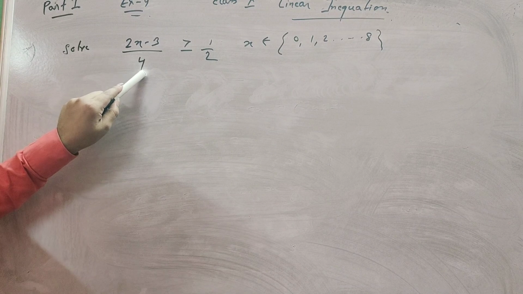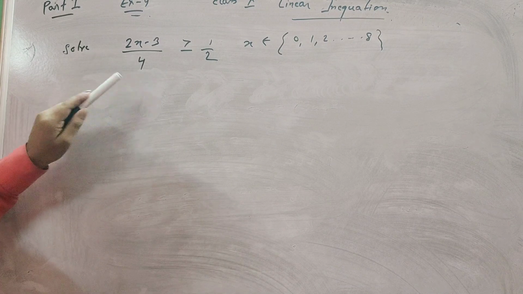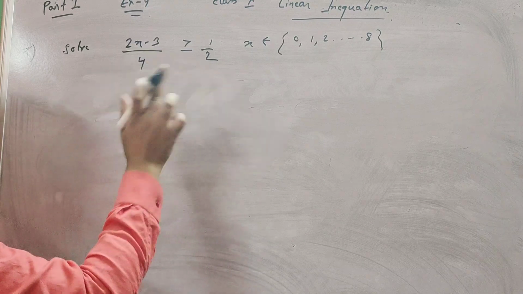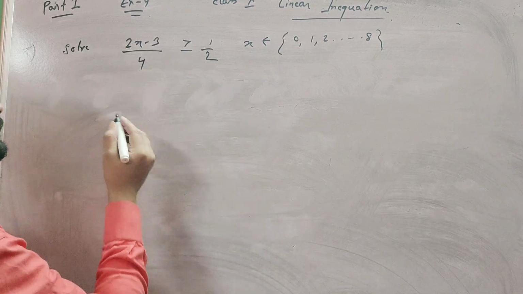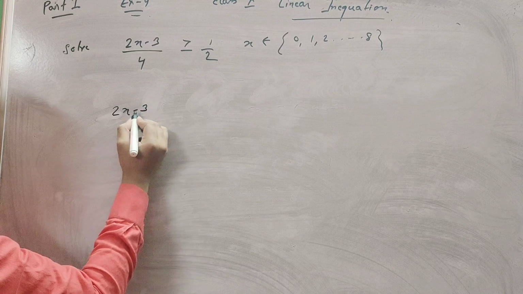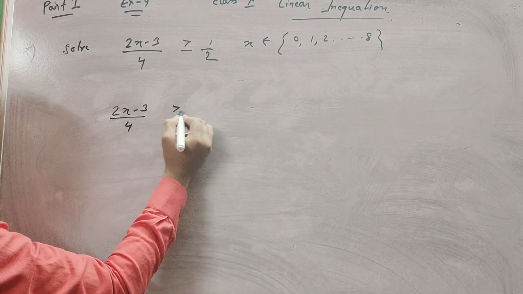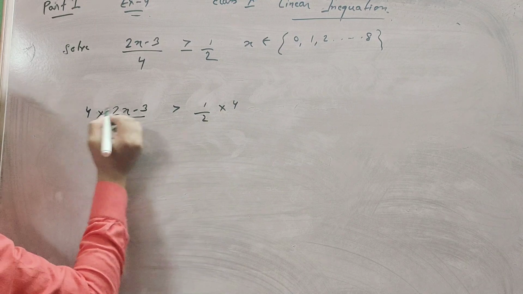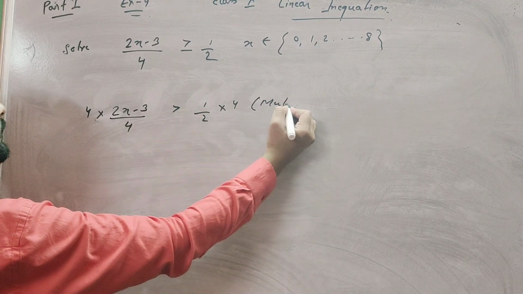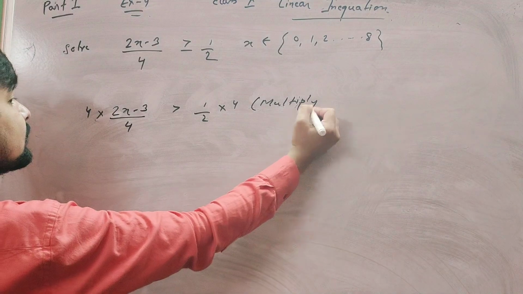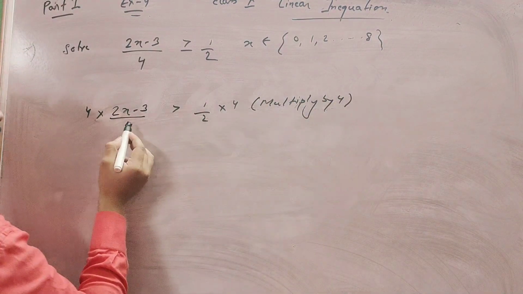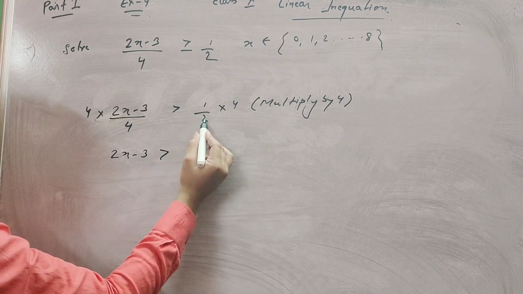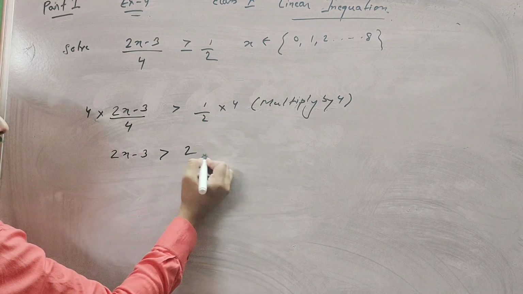The LCM of 4 and 2 is what? 4. Okay, so multiply both sides by 4. 2x minus 3 by 4, 1 upon 2, multiply both sides by 4. These 4, 4 cancel. What do we get here? 2x minus 3. These 2 cancel, this one 2. So we get here 2.